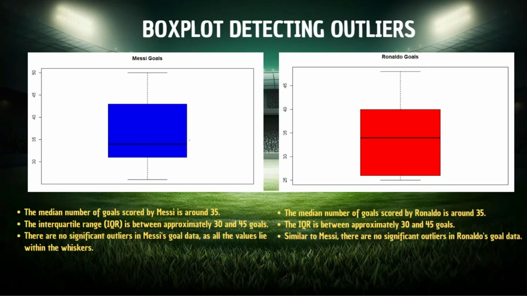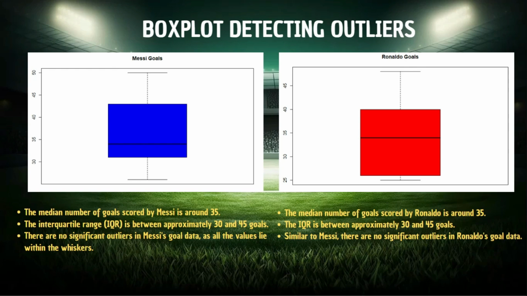So here's a box plot detection, and a box plot is definitely useful for detecting outliers and understanding the distribution of data. So we see that the median number of goals scored by Messi is around 35, and the interquartile range, or IQR, is between approximately 30 and 45 goals, but there are no significant outliers in Messi's goal data, as all the values lie within the whiskers.